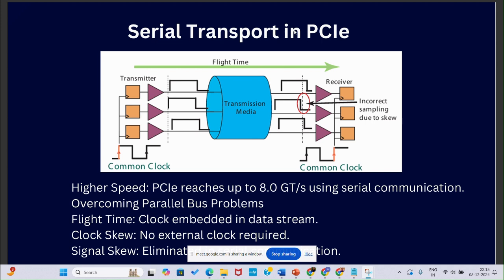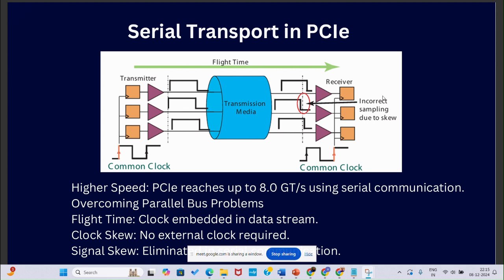Let us discuss the major problems with the parallel bus. First, the flight time. This is the delay caused by the time it takes a signal to travel from the transmitter to the receiver. In parallel buses, signals must arrive before the next clock cycle. But as the clock speed increases, it becomes impractical to shorten the physical length of the traces or reduce load.